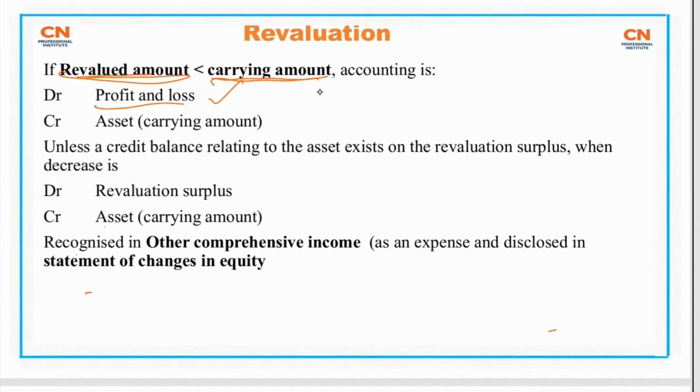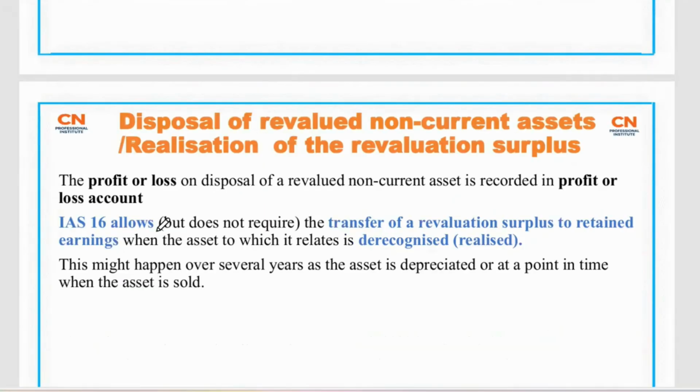But if there's a balance and then there's a loss, you have to debit the revaluation surplus account and credit the asset, meaning you take the loss to the revaluation surplus account to reduce it. So don't forget that if there's a first time loss and there's no balance in the revaluation surplus account, then we have to record the loss in P&L. So we debit P&L and credit the asset.